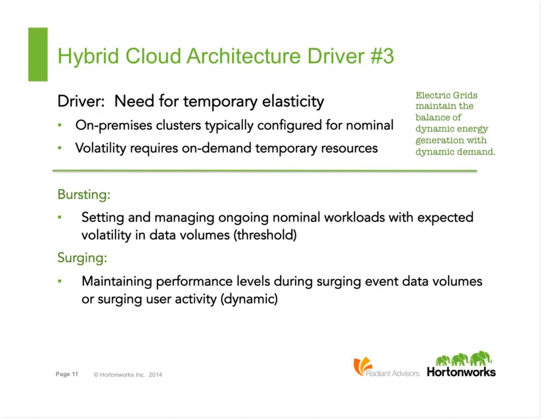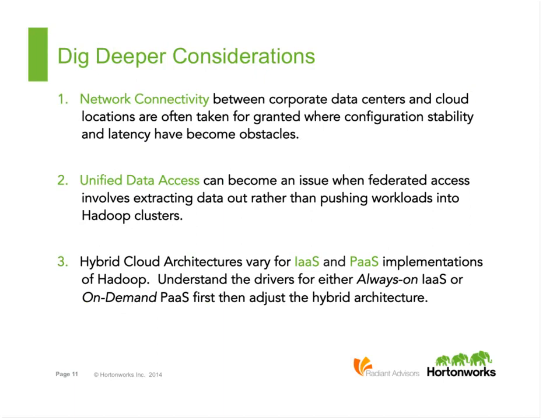So those are 3 different architectural examples that we're seeing at companies that are getting implemented and worked out in the details. There's a lot of devil in the details, so we thought we'd wrap up here with 2 things. One, deeper considerations. Number 1 is network connectivity.